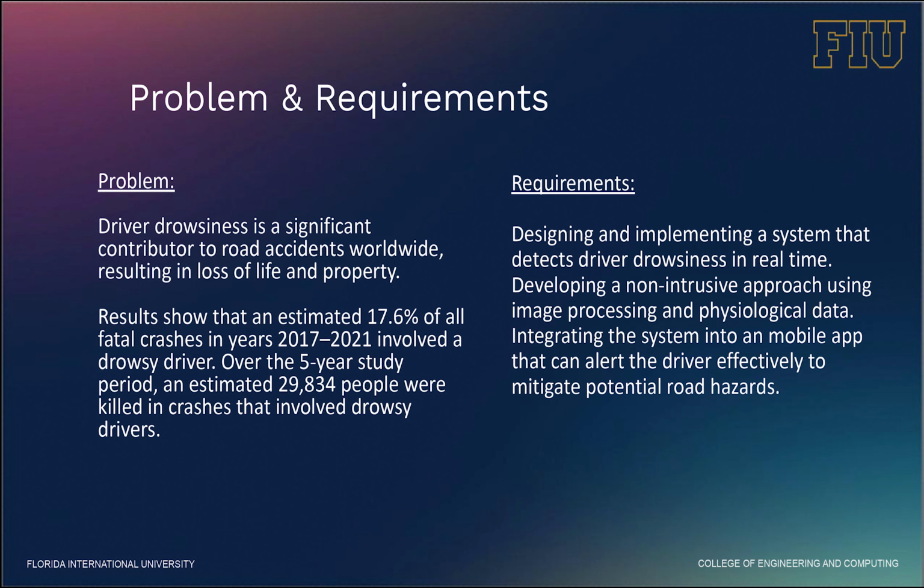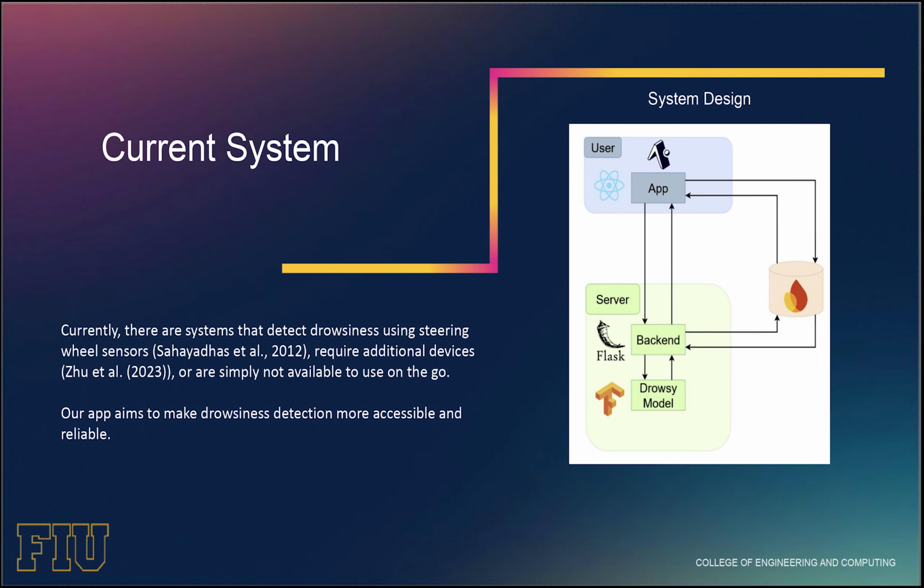Our goal is designing and implementing a system that detects driver drowsiness in real time. We developed a non-intrusive approach using image processing and psychological data, integrating the system into a mobile app that can alert the driver effectively to mitigate potential road hazards. Currently, there are systems that detect drowsiness using steering wheel sensors, require additional devices, or are simply not available to use on the go. Our app aims to make drowsiness detection more accessible and reliable.